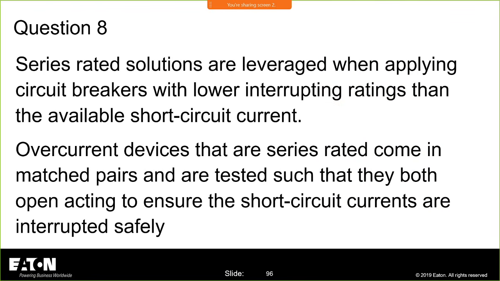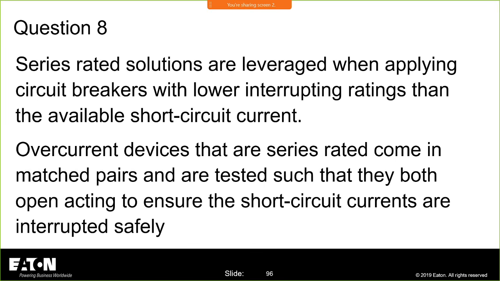Series rated solutions are leveraged when I want a downstream device to have a lower interrupting rating. So I need to make sure that I protect that lower device, which means my upstream and downstream are going to open for high fault currents. For fault currents in the overload region, I can have coordination. So if I was doing a 0.1 second coordination, I could have a series rated system be perfectly fine in a healthcare application, because they're only worried about overload regions.